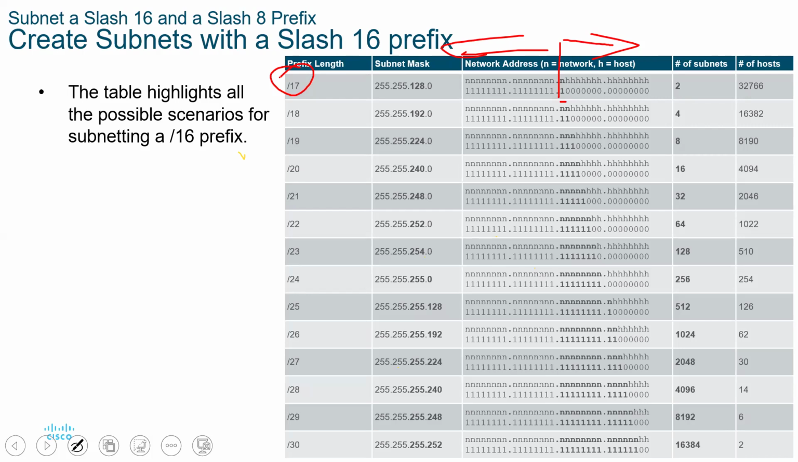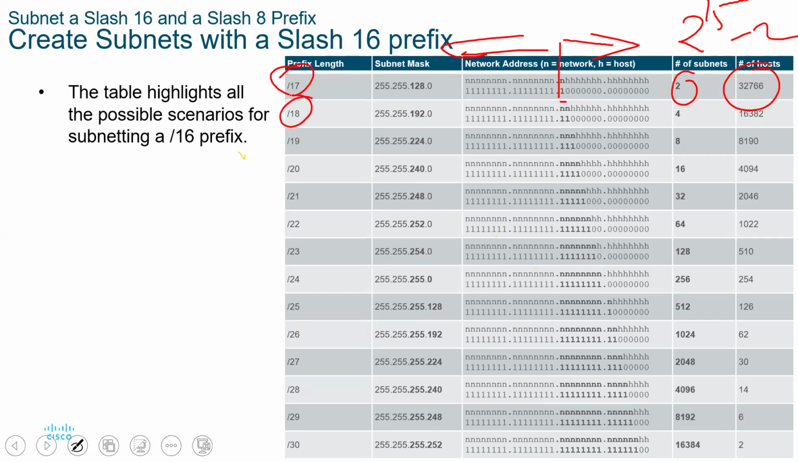Then how many subnets do you have? 2, because it's only 1 bit. So 2 raised to the power of 1 is 2. How many zeros do you have? You have like 15 zeros. So if you do 2 raised to the power of 15 minus 2, you should get this particular value, 32,766.